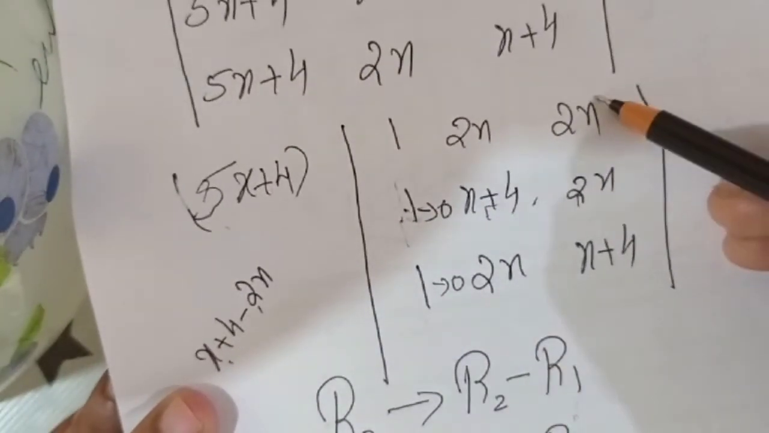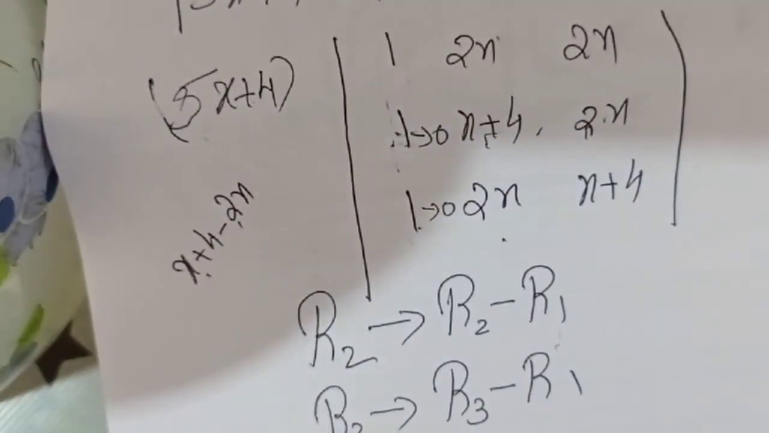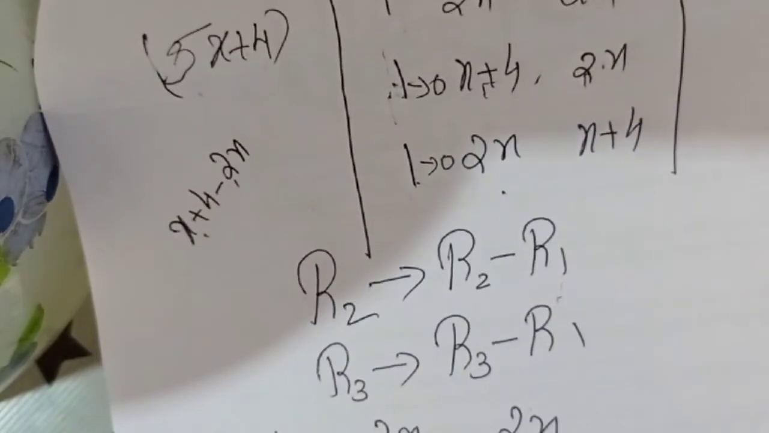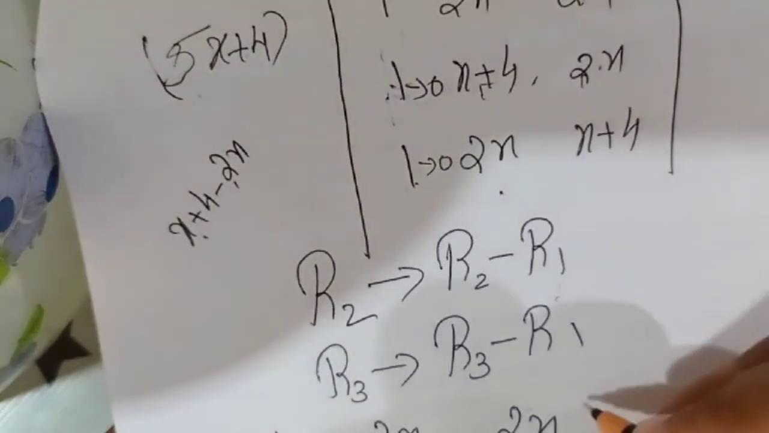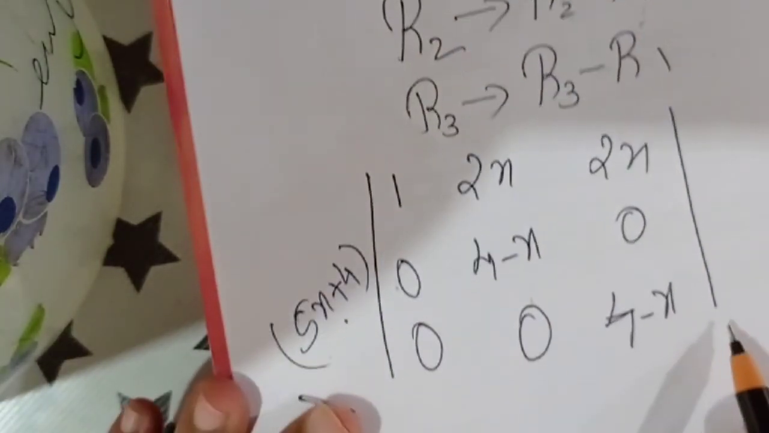Agree? 2x minus 2x, 0. Then 1 minus 1, 0. 2x minus 2x, 0. x plus 4 minus 2x is 4 minus x. 5x plus 4 is always outside. Do not forget to write that. 5x plus 4 into this determinant.